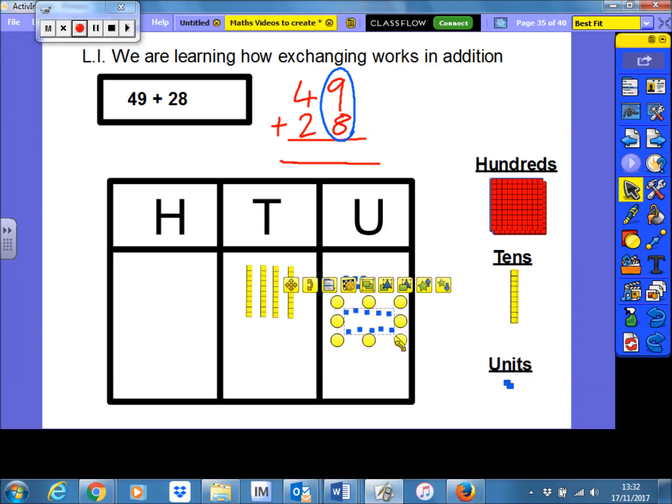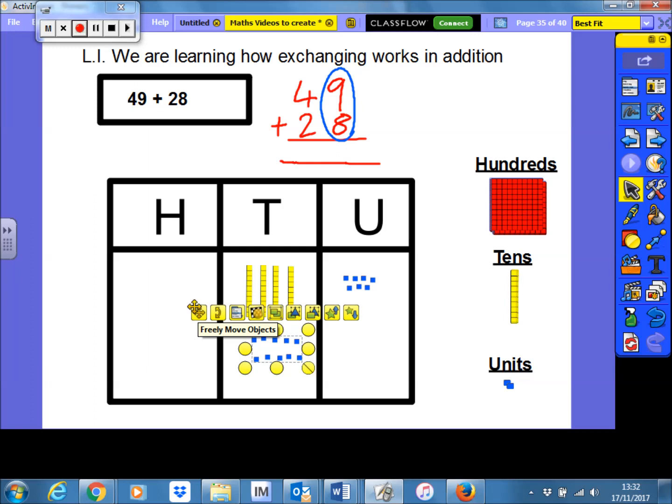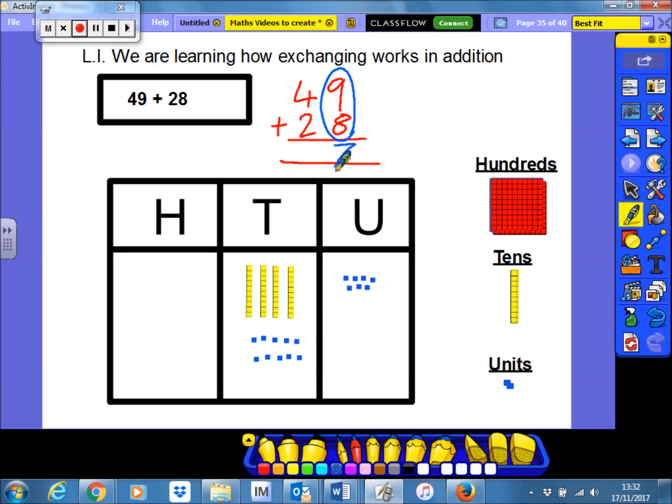So here are 10 units. I can move them up into the tens column, which leaves us with a total of 7 units in the units column, and then an extra 10 that is moved up to the tens column. Now we're going to leave that there for later, but for now I will convert it to an extra 10. So that's what we mean by exchanging. I'm going to change these 10 units into a real 10.